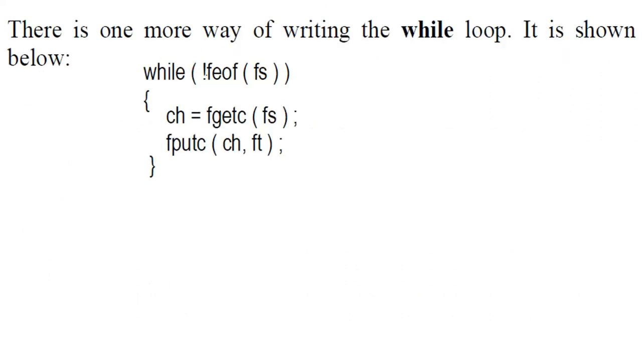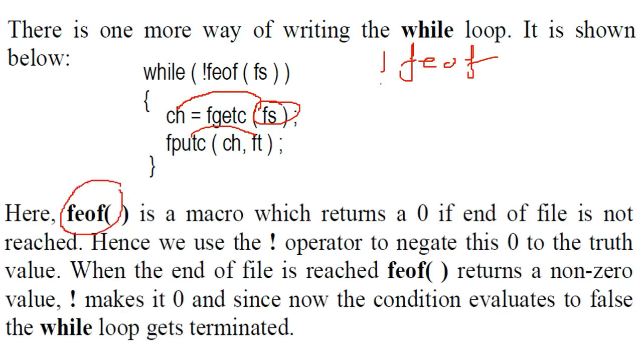There is another way of writing the while loop. This is how: while not feof. This is very important, feof. So while not feof(fs), you are getting the content from the source file and putting it in the target file. This feof is a macro which returns 0 if end of file is not reached. So it returns 0, not reached. So this not operator is used to negate this 0 to the truth value.